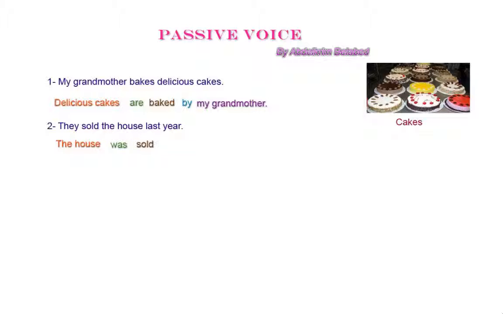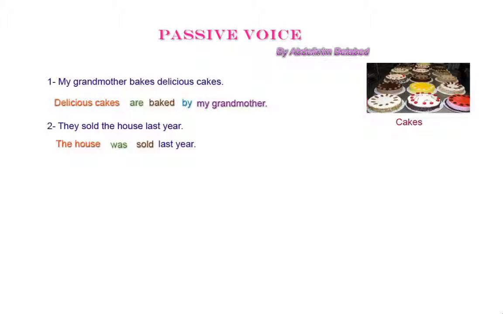We insert by, and we bring the subject and put it after it. But we can delete the by phrase here as it adds no important information. And we finish our sentence by adding last year. So the passive voice sentence would be, the house was sold last year.